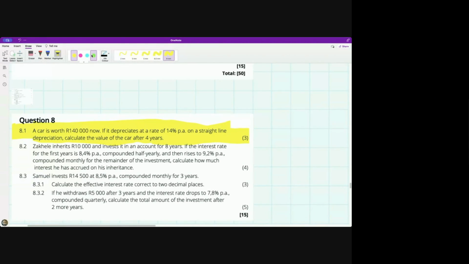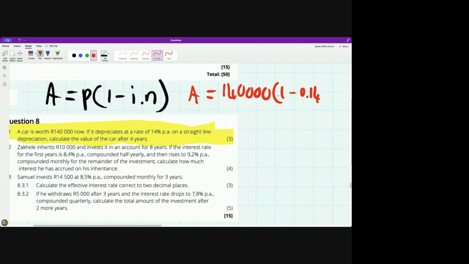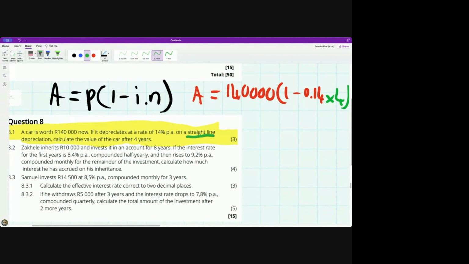So first of all, are we going to get the correct thing here? It's straight line depreciation. Now, what is all the values that go away? So we know that this is 140,000. Now, what is the depreciation rate? Oh, it's 0.14. And then how many years is it for? It's for 4 years. So for me, the straight line thing is important because this means simple depreciation.